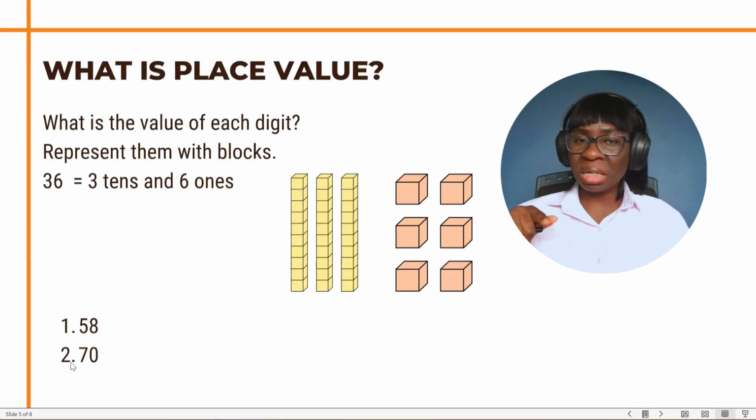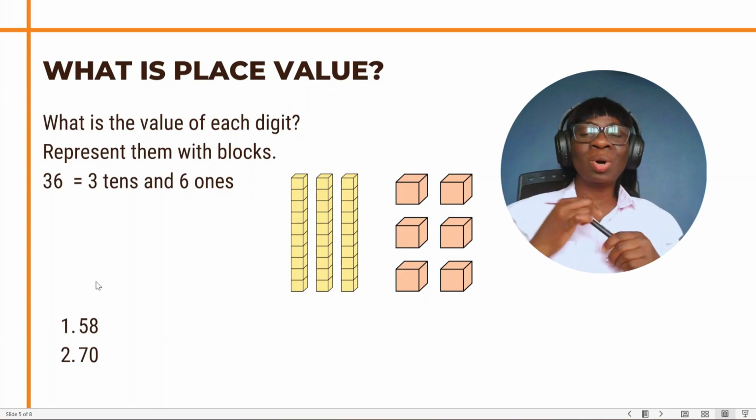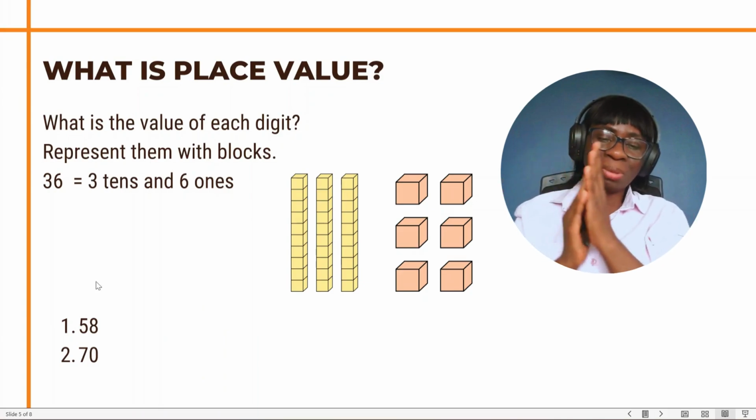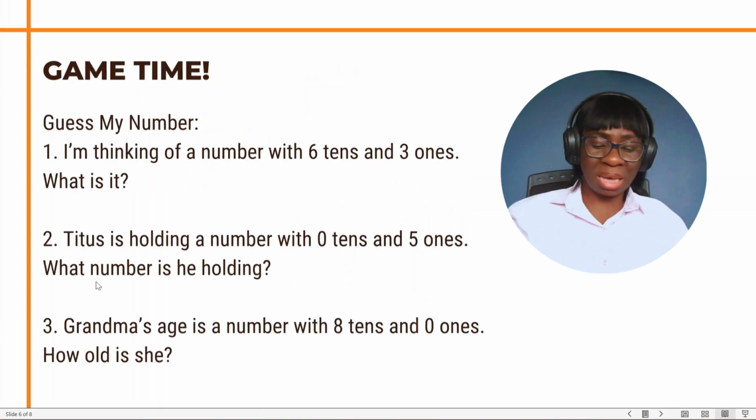So for 70 now, what is the place value? Correct. 7 tens and 0 ones. That is good. That means we have 0 ones and then we have 7 tens. That is good. Now it's game time.